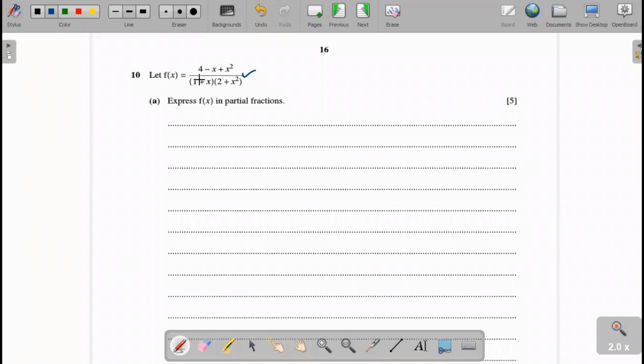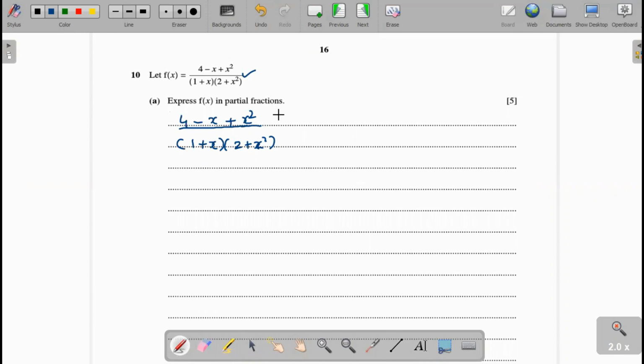Question 10: let f of x equal to 4 minus x plus x square over 1 plus x into 2 plus x square. Express f of x in partial fractions. Now this is the fraction 4 minus x plus x square over 1 plus x into 2 plus x square. And in this fraction, the denominator has one factor that is linear and the other is a quadratic function.